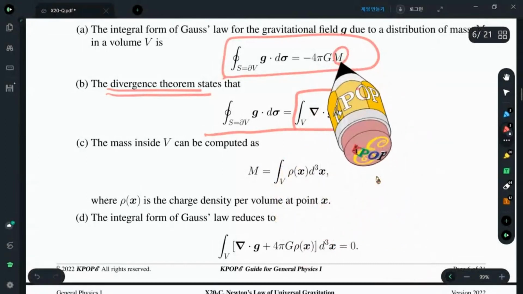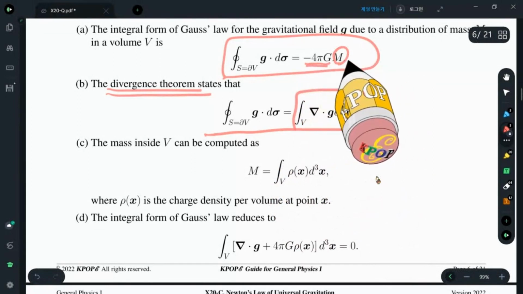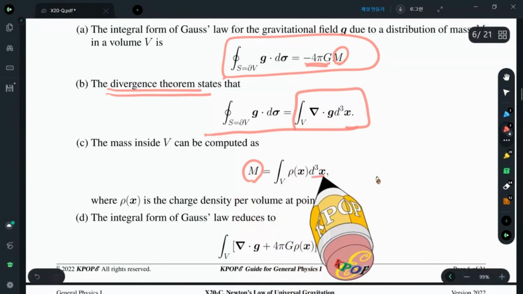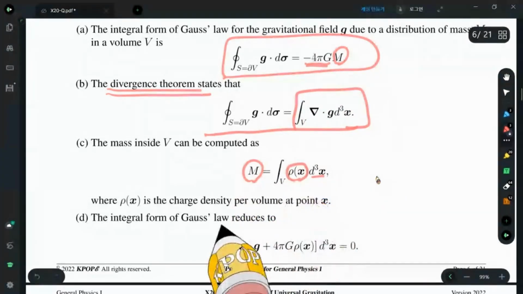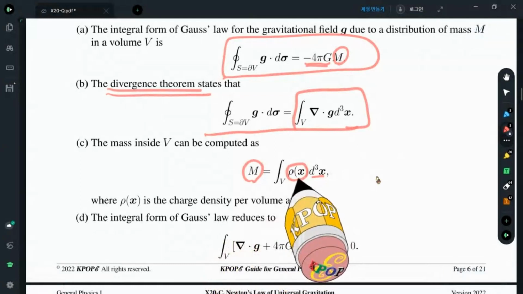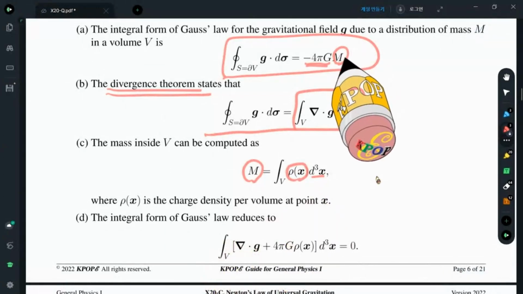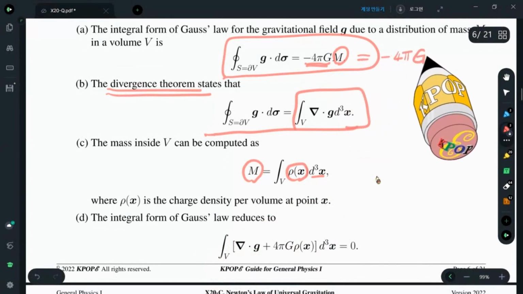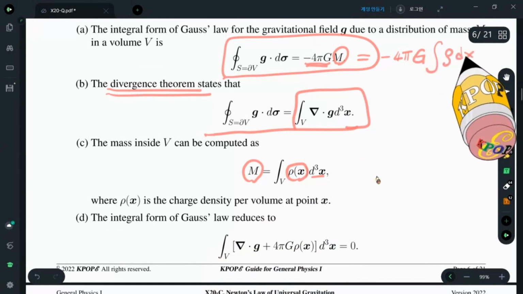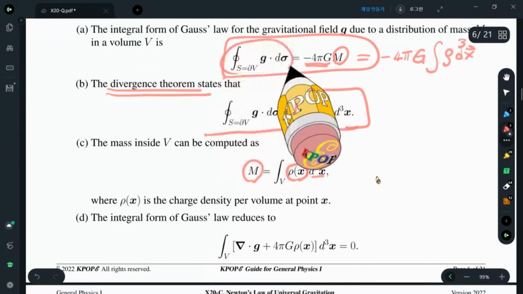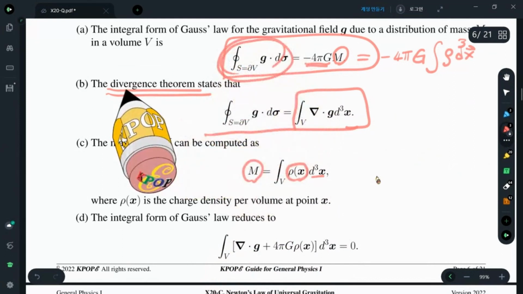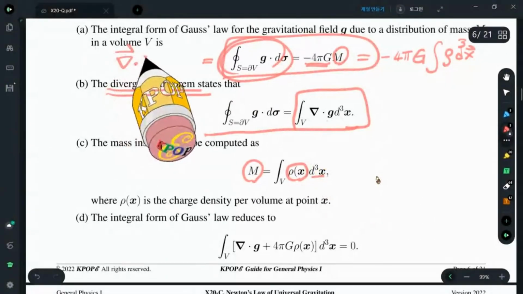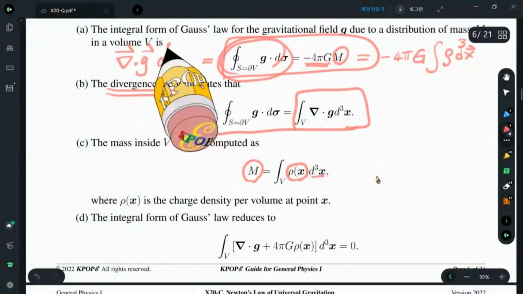This is a constant. Mass can always be expressed as a volume integral weighted by the density. Everybody knows that. So this one can be expressed as 4 pi G times the density volume integral. Now, by making use of the divergence theorem, this one is to be replaced with the divergence of g volume integral.